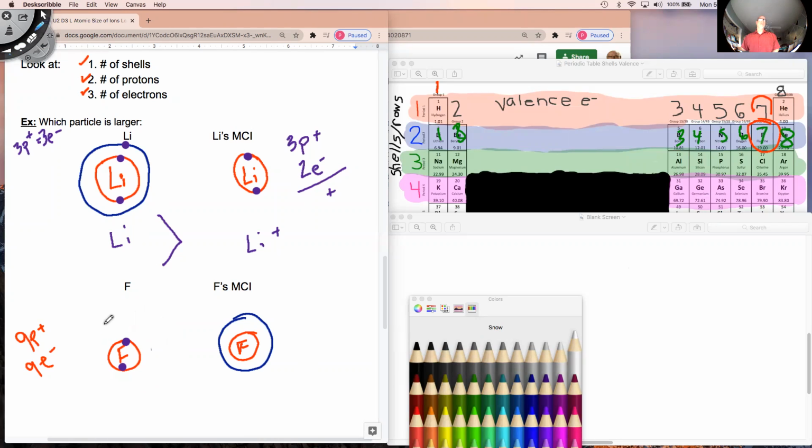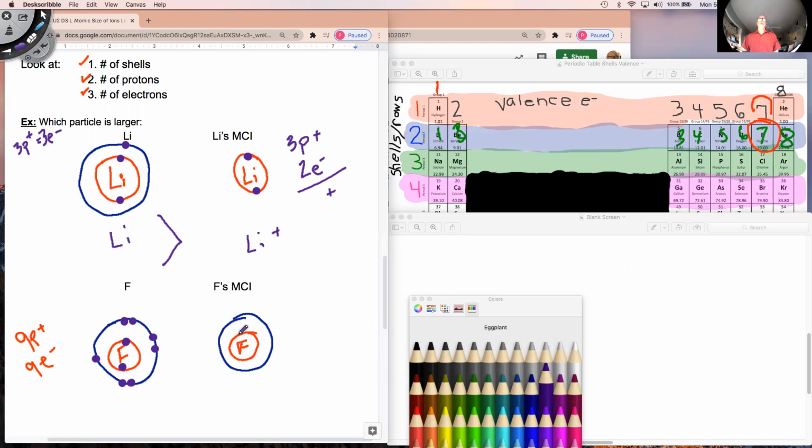What do you guys think? Do you think that fluorine should gain 1 electron or lose 8 electrons? No. Do you think fluorine should gain 1 electron or lose 7 electrons? That's right. Fluorine should gain 1 electron. And in gaining that 1 electron, it would become an ion.